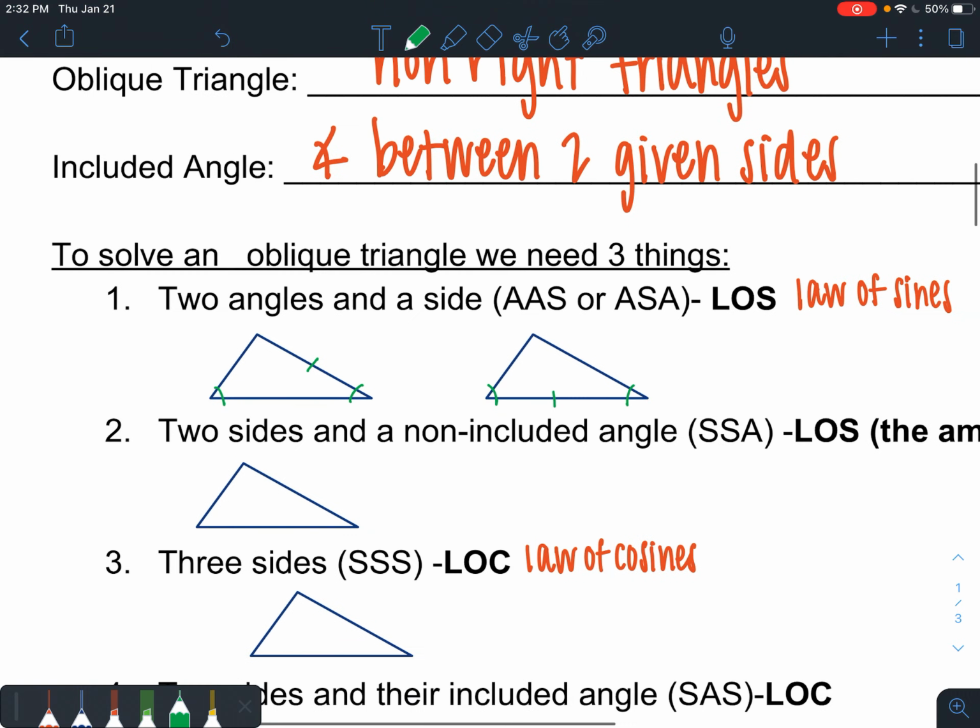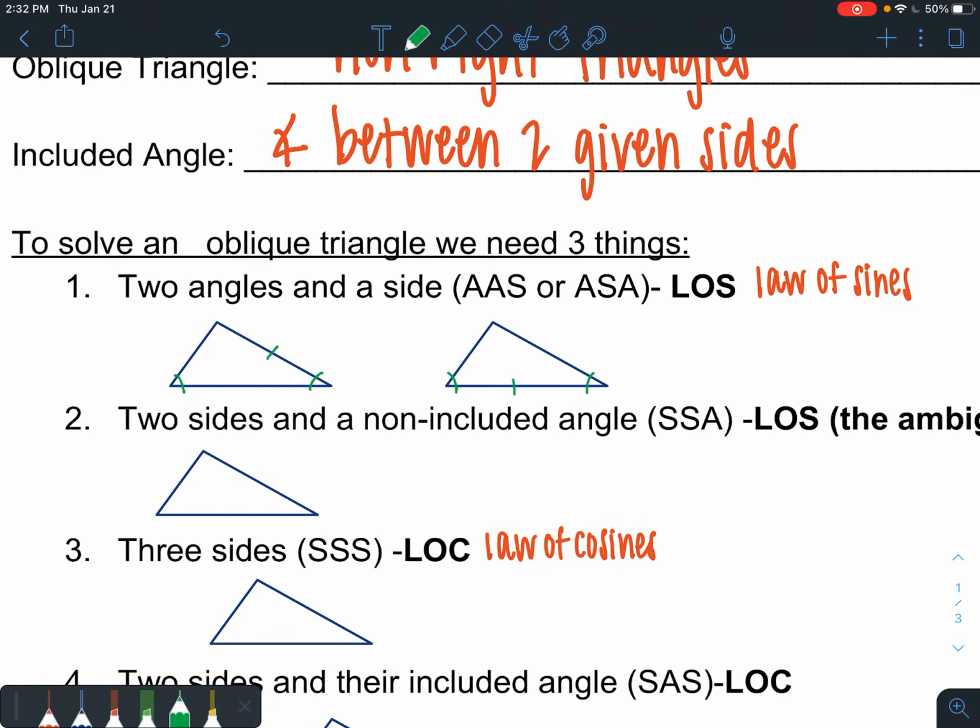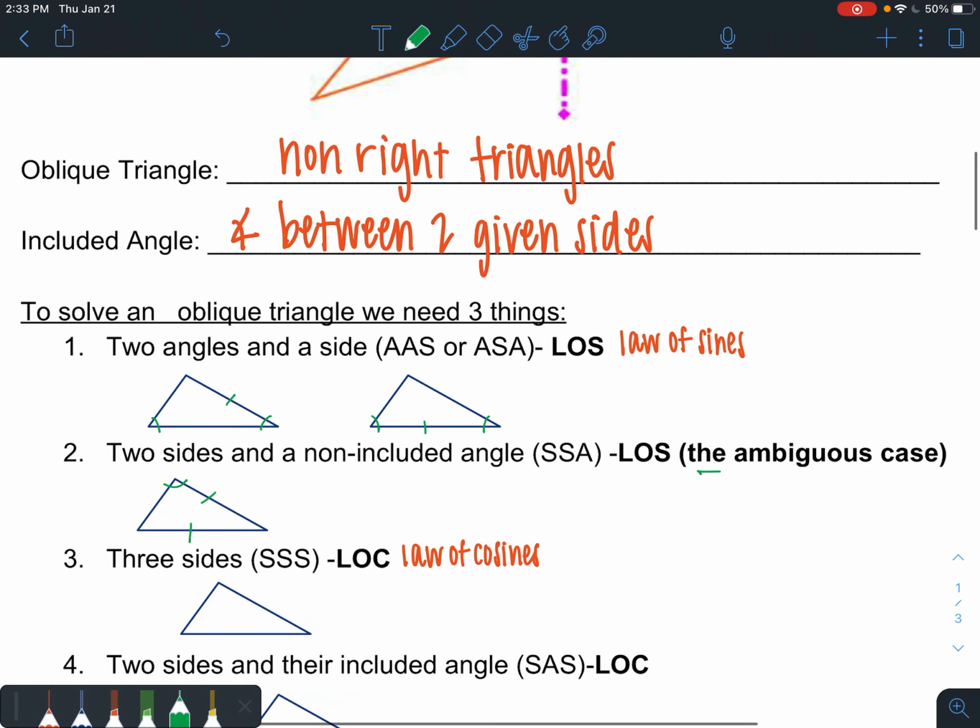Okay, sometimes we have two sides and a non-included angle. So here I'm just going to put two sides. This would be the included angle, so it's not that one. It's going to be this one over here, where it's not sandwiched between two of the sides. So that's a non-included angle. We have to be careful about that one because there's this thing called the ambiguous case, which we will talk about in a minute.